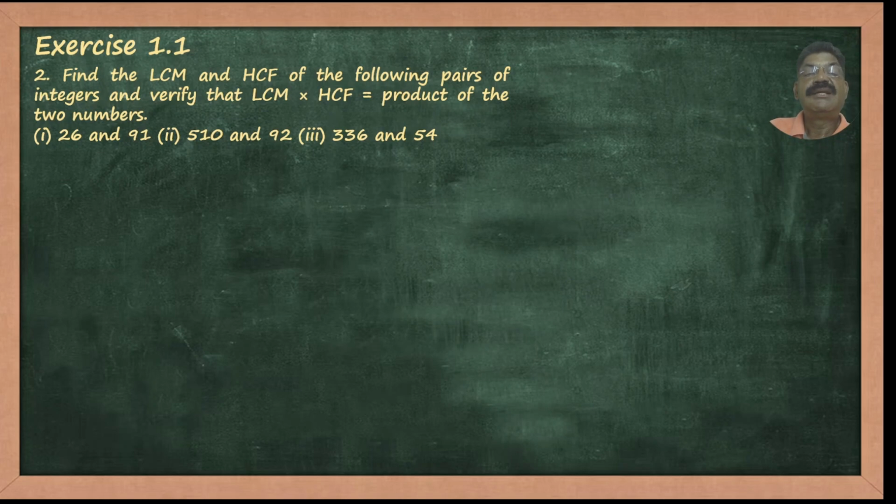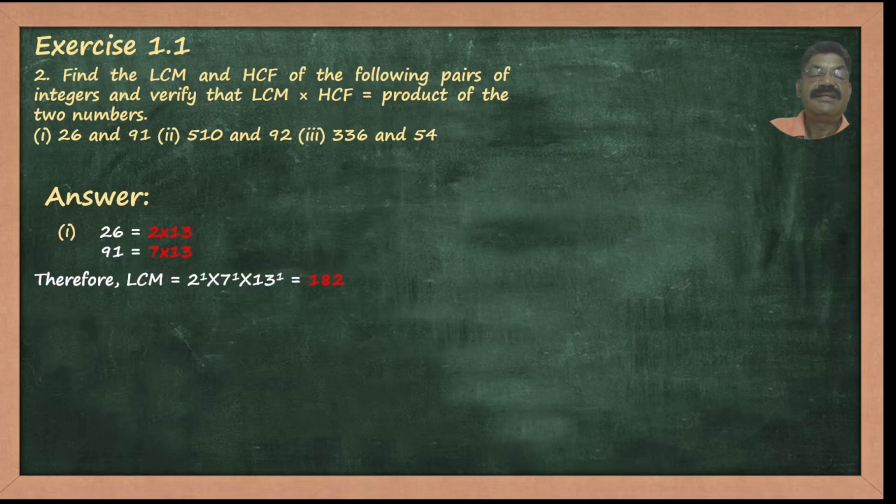Now, applying this prime factorization technique, we can find the LCM and HCF of numbers. And now we are going to verify the fact also. LCM into HCF is equal to the product of the two numbers. First problem, 26 and 91. So 26 is equal to 2 into 13. 91 is equal to 7 into 13.